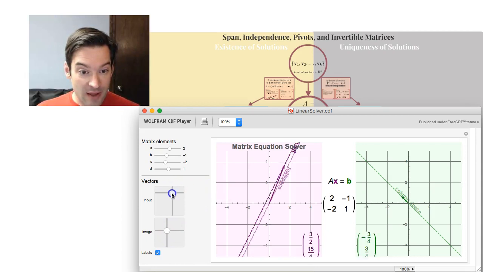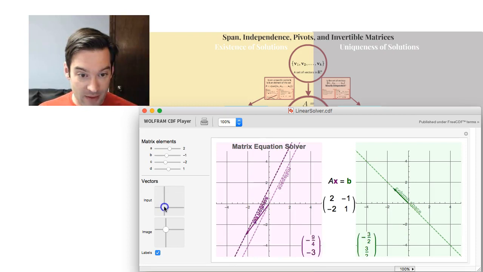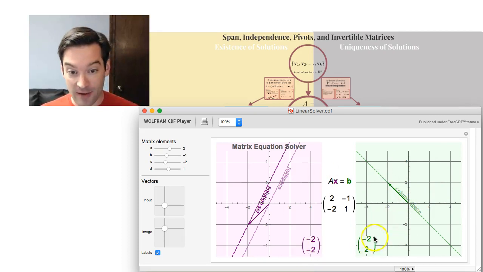For example, if I pick a different vector, let's say I pick the vector, I don't know, (-2, -2) in my domain. If I multiply A by that vector, the result is going to be the vector (-2, 2) in the codomain. Right? A times this vector is going to give me that vector.